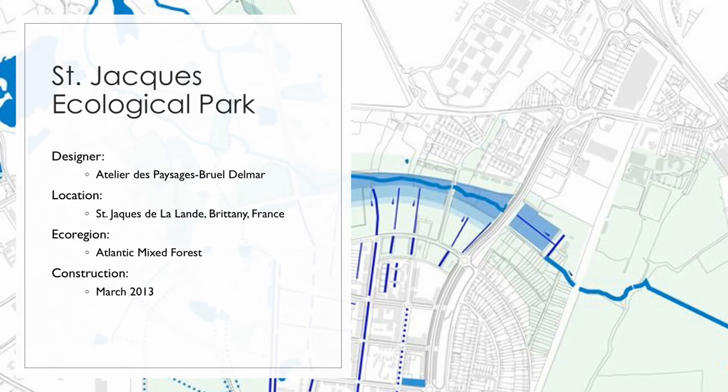My next example is Saint Jacques Ecological Park. It was designed by Atelier des Paysages Bruel del Mar, and it is located in Saint Jacques de la Lande, Brittany, France. It is in the Atlantic mixed forest ecoregion, and it was constructed in March of 2013.